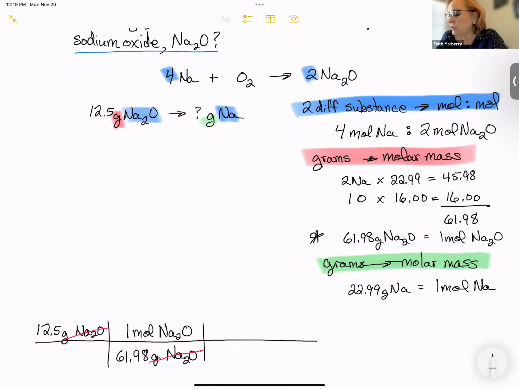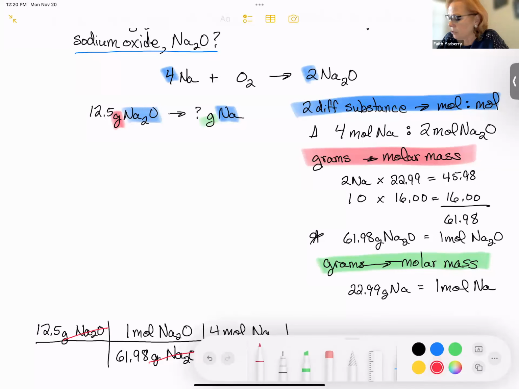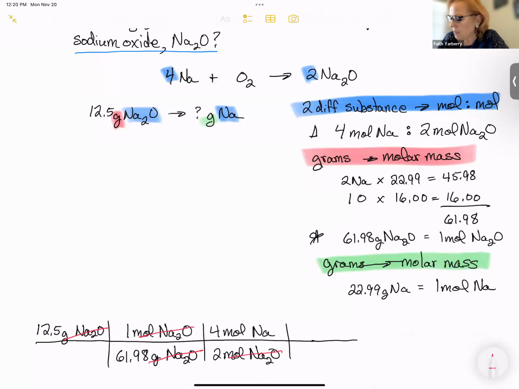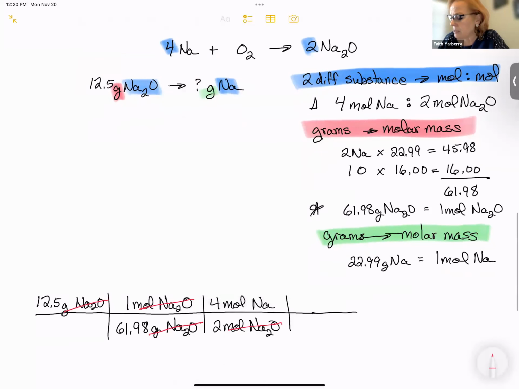Now that we have moles of sodium oxide, we can convert from moles of sodium oxide into moles of sodium using our first conversion factor we developed. The 2 moles of sodium oxide will go into the denominator, while the 4 moles of sodium goes in the numerator. We place the 2 moles of sodium oxide in the denominator so that the unit and the substance would cancel, leaving us moles of sodium.